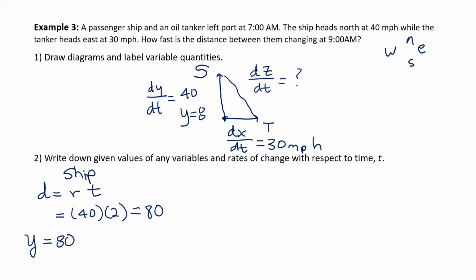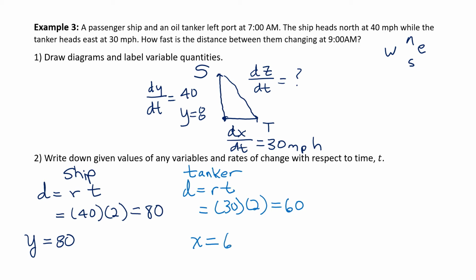Let's work with the tanker. How far has it gone in 2 hours? Distance is equal to rate times time. It is traveling at 30 miles per hour, goes 2 hours, so that's 60. So at exactly 2 hours later, it's traveled 60 miles. So x equals 60. What we need is z, that's that hypotenuse distance.